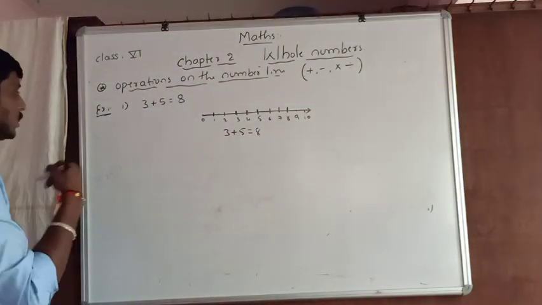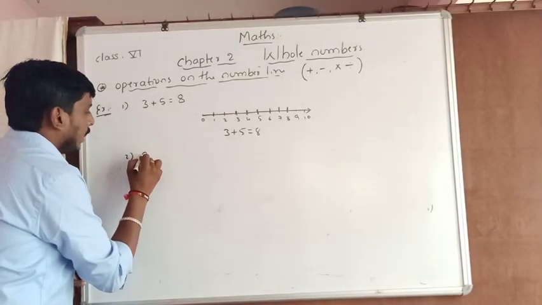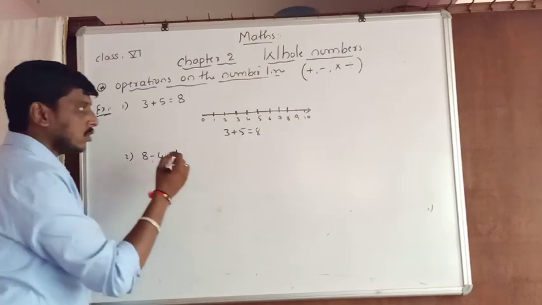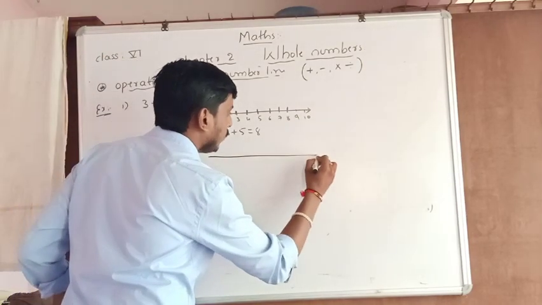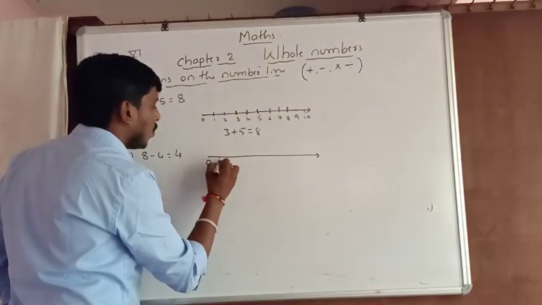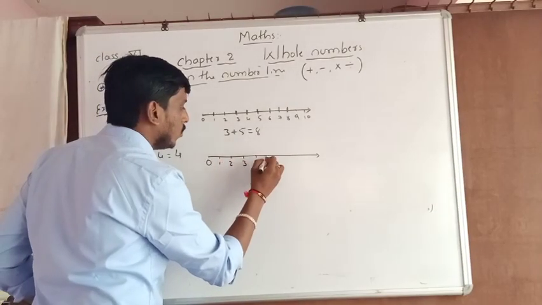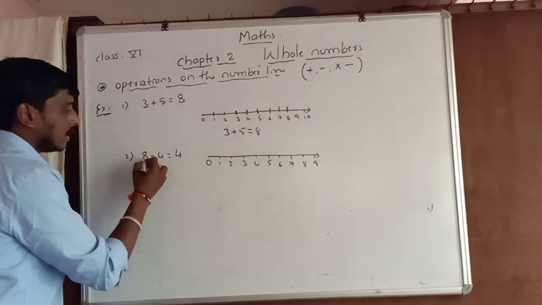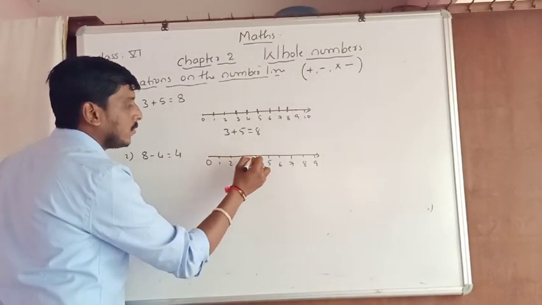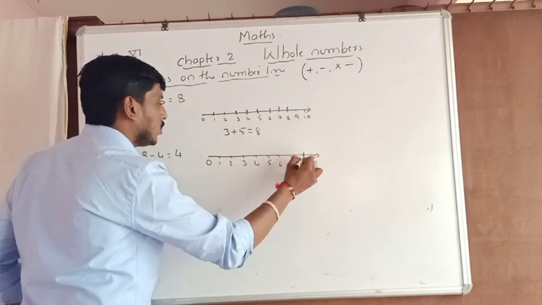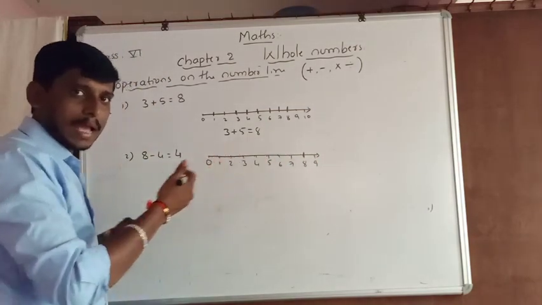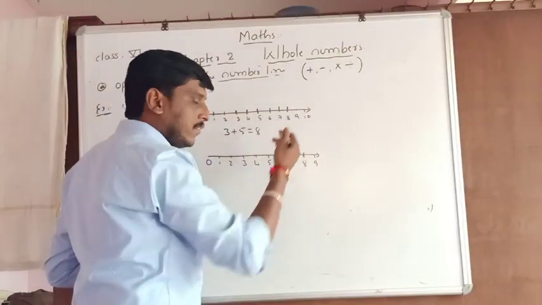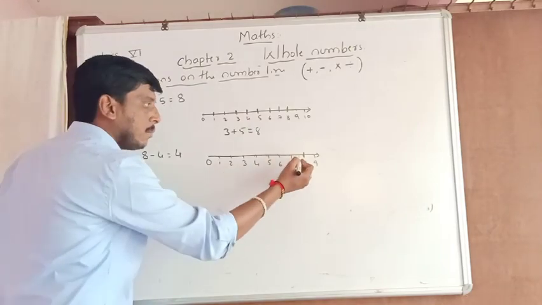Next, one more example: 8 minus 4. Obviously we know 8 minus 4, but how do we show it on the number line? First you draw the number line: 0, 1, 2, 3, 4, 5, 6, 7, 8, 9. Start at 8. If the sign is negative, come back. If it is positive, go forward. Here negative is there, so go backward.